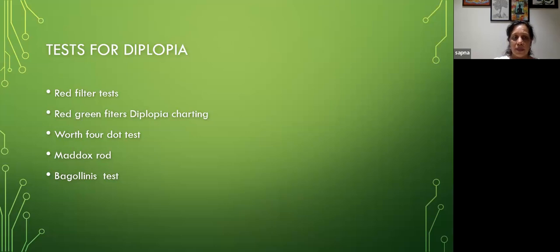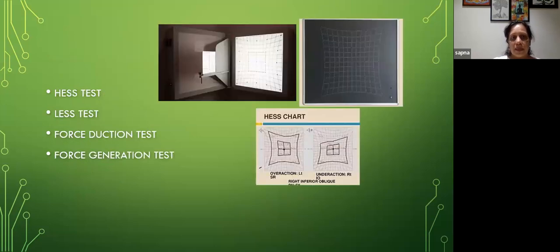Then you have the Hess charting, which quantifies where the deviation is maximum. This is the Lees chart and this is the Hess chart, in which we get a chart like this.